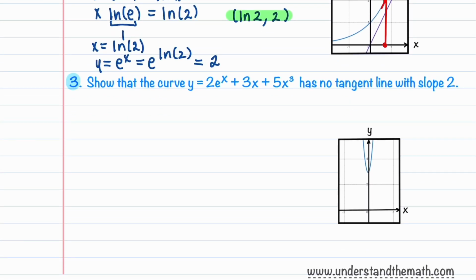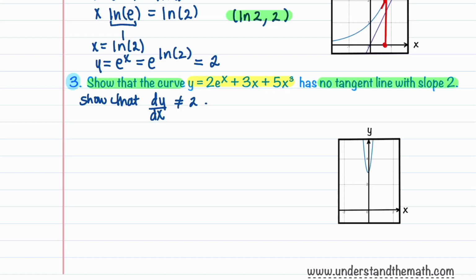Let's look at our next example. For this example, we are asked to show that the curve y is equal to 2e to the x plus 3x plus 5x cubed has no tangent line with slope equal to 2. Let's remember that the slope of the tangent line is the derivative. So we're asked to show that the derivative dy dx is not equal to 2. So there is no tangent line with slope equal to 2.